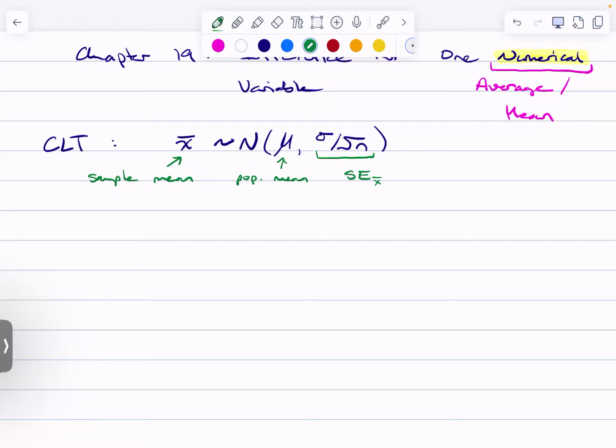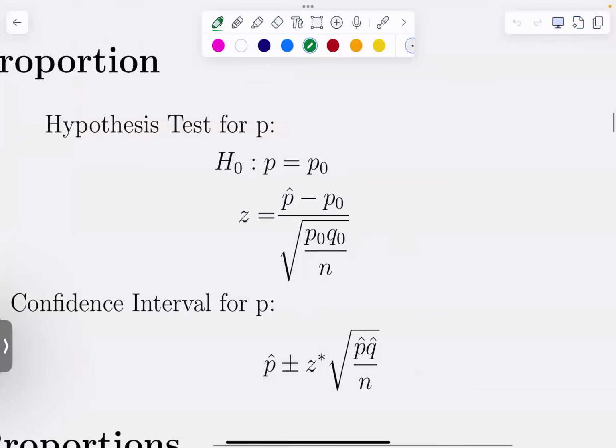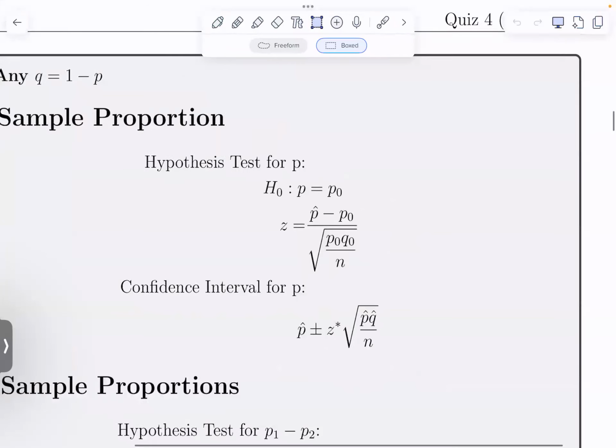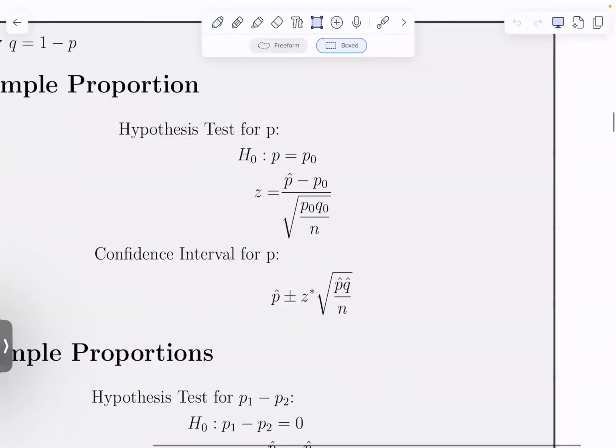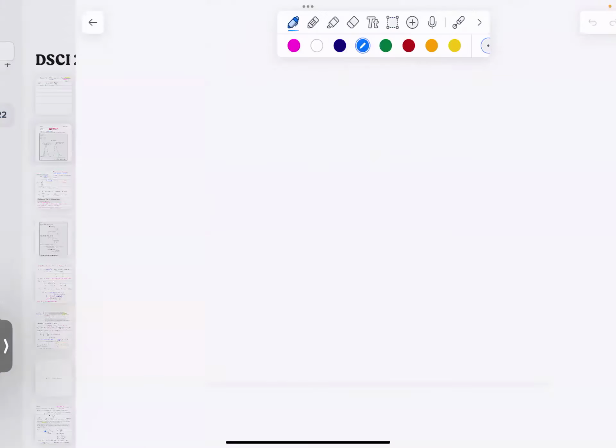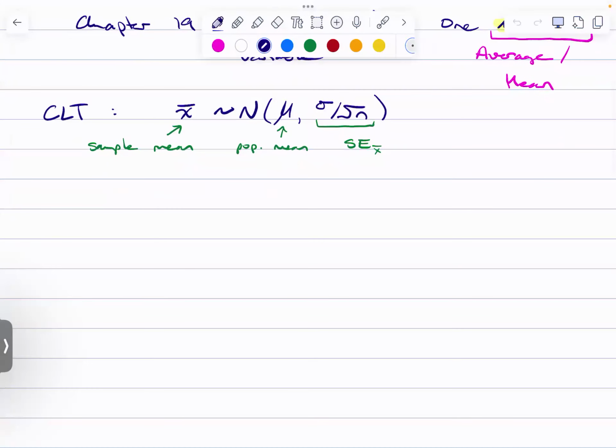Now, I'm going to take us back to our formula sheet. We had two different versions of the standard error, right? We said, well, I didn't even put it on your formula sheet. Here, I'll put it in here instead. Recall that P hat follows a normal distribution centered on P, right, with a standard error of the square root of PQ over N.